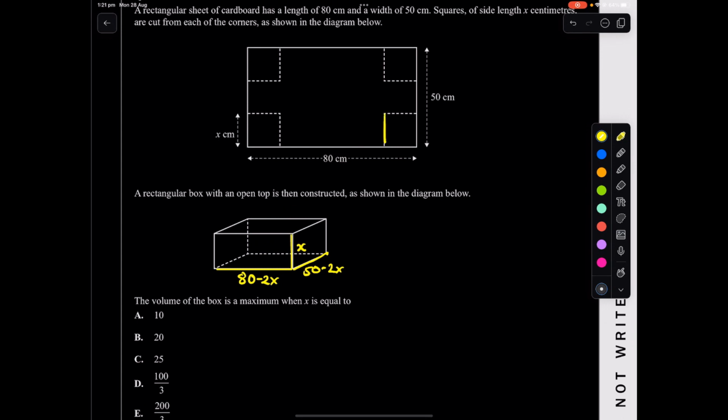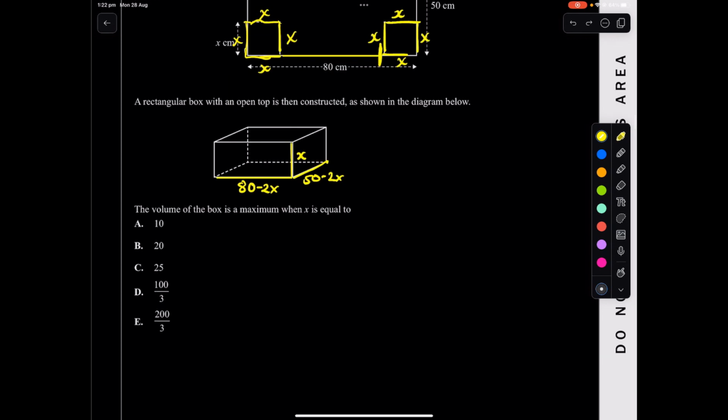So we know that these side lengths here are x, x, x, x. And imagine constructing a box. When you construct it, this length over here is this one over here, and this length over here is this one over here. So that's why we say 80 minus the 2x, these two x's over here. So, let's write a formula now. Your volume in terms of x is x times (80 minus 2x) times (50 minus 2x).